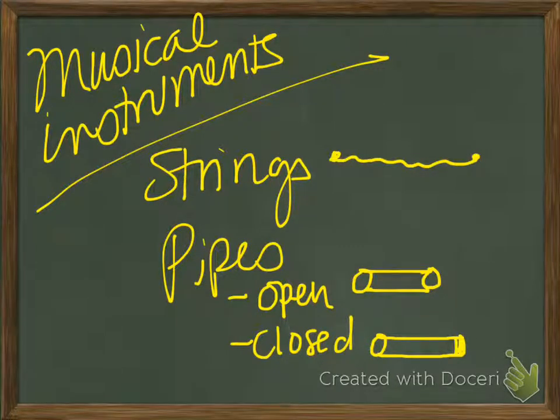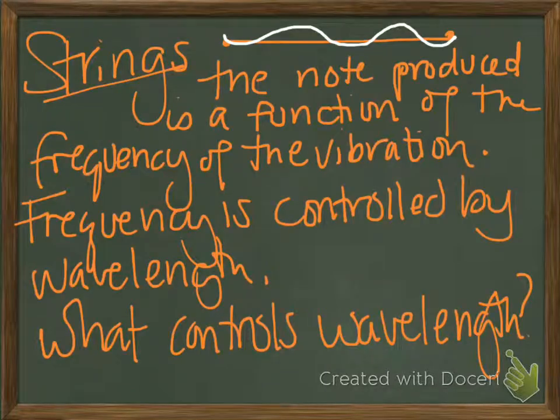Okay, so those are your basic options for musical instruments for constructing this. Strings or pipes. If you're going to go with strings, the note that is produced by any string is just a function of the frequency of vibration. Okay, that's a lot of words.